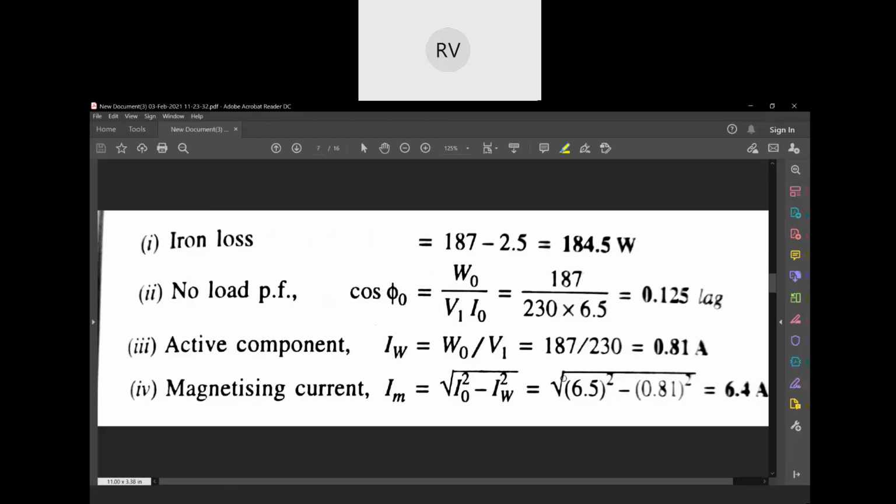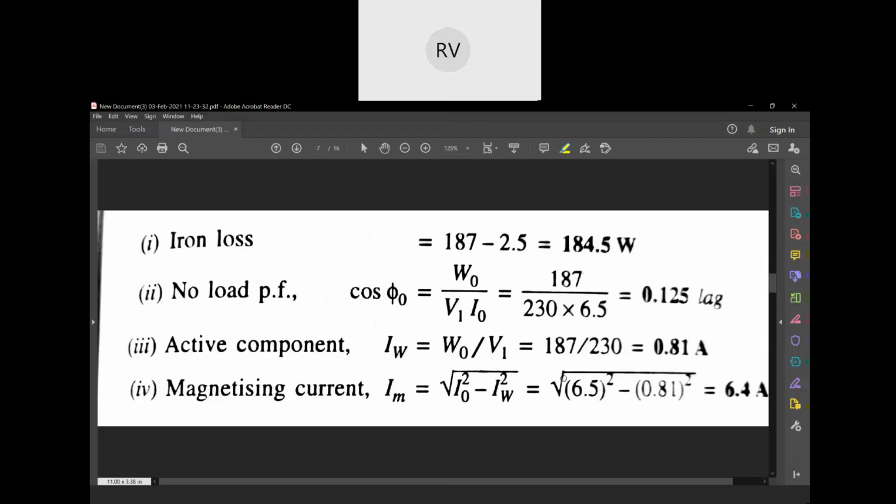Now we need to calculate the no load power factor. We know that W naught is equal to V1 I naught cos phi naught. So here you need to find out cos phi naught. You know what is V1, I naught and W naught. If you just plug in all those things, you will get the no load power factor as 0.125 lag. Now we need to calculate the active component, that is IW is equal to W naught by V1, from which we can calculate IW as 0.81 amperes.